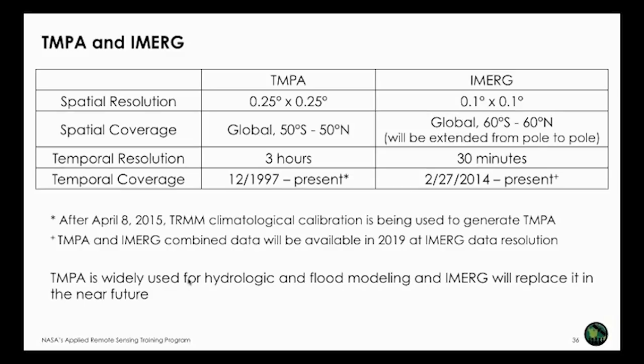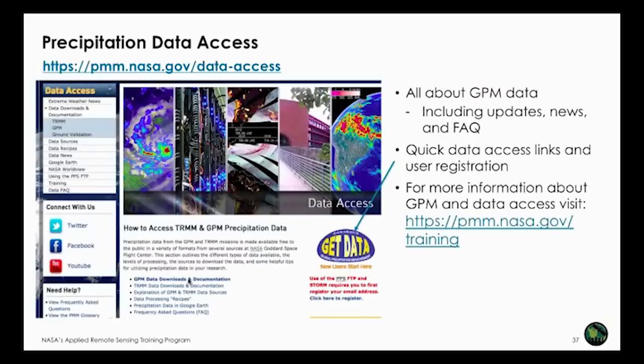onwards, current to present. So focusing on this because for any river basin, precipitation is the major source of water, and these two data sets provide information about availability of water from days to years, so on multiple timescales. These data, TMPA and IMERG, are available from the Precipitation Measurement Missions site.